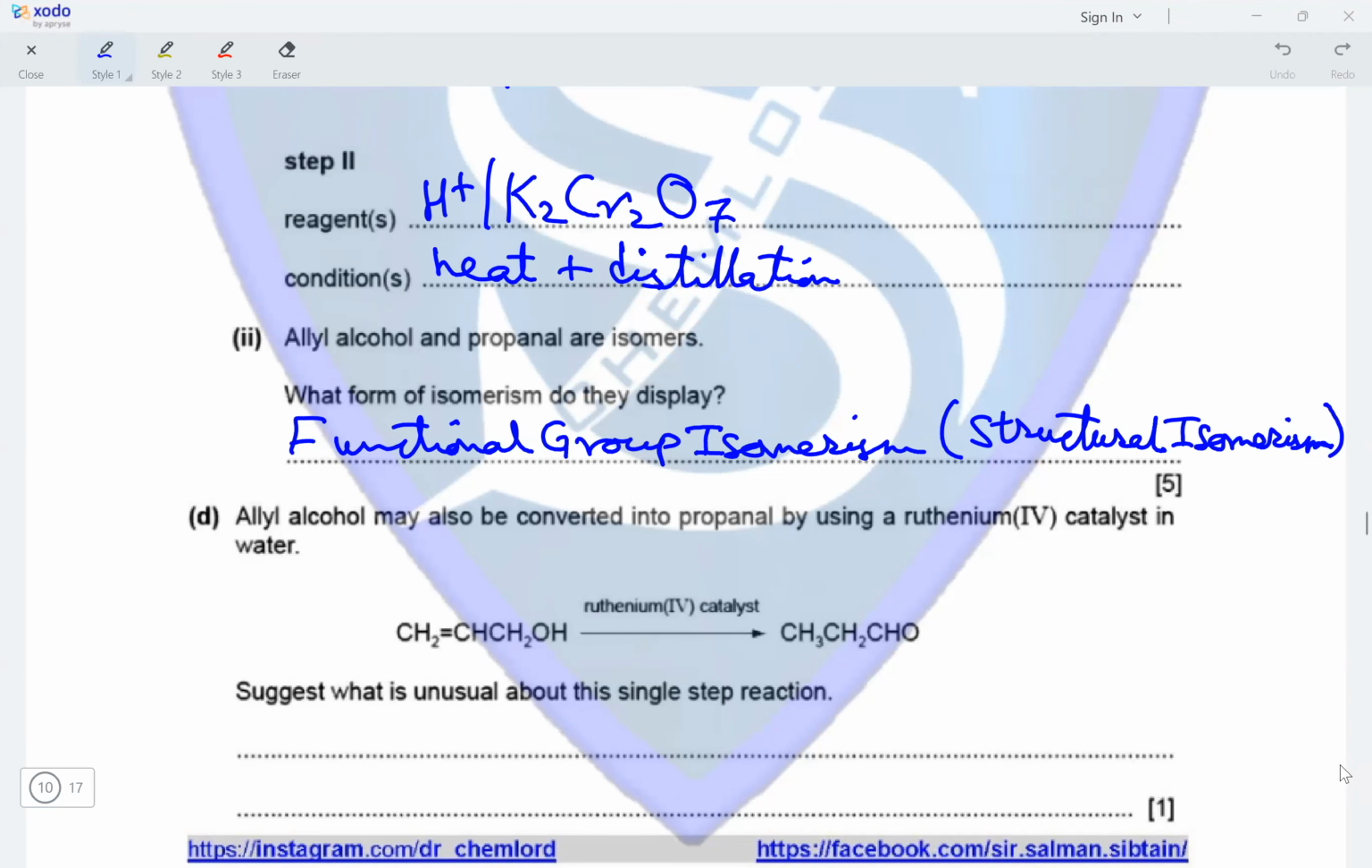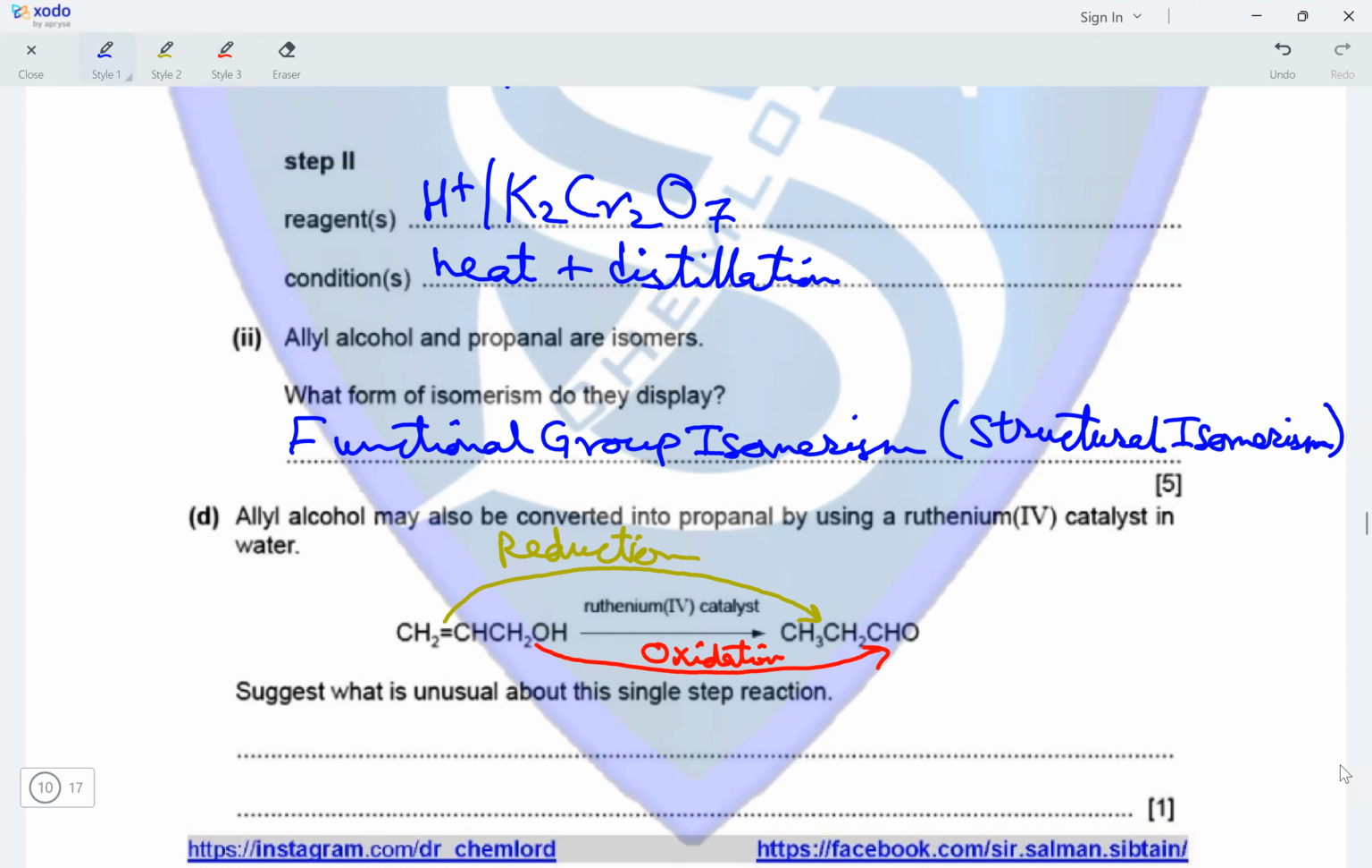Allyl alcohol may also be converted into propanal by using a ruthenium(IV) catalyst in water. So suggest what is unusual about this single step. Here we have conversion of the double bond into a single bond, which is hydrogenation, or we can call it reduction. And we have conversion of the primary alcohol group into an aldehyde group, which can be called oxidation.